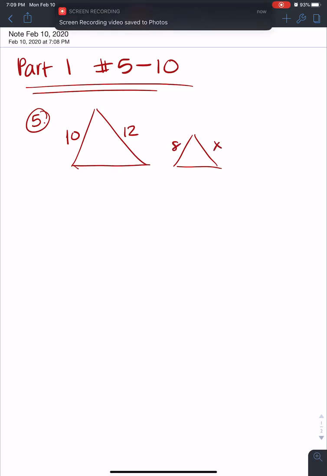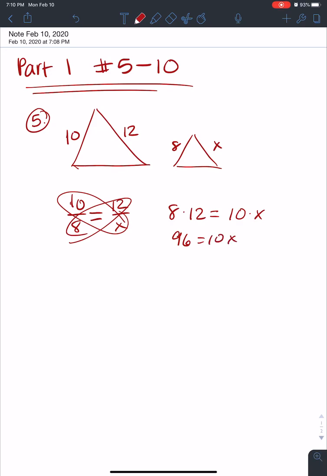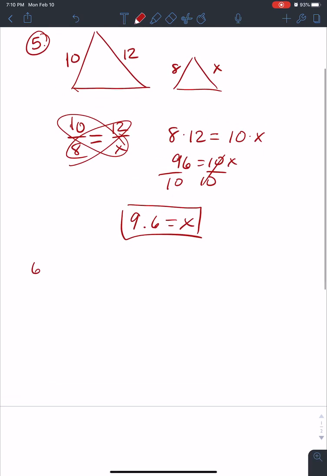All right, so these are really simple because they're in the same position. So all you got to do is 10 over 8, set that equal to 12 over x. These are all proportions. And then cross multiply. So you multiply across there, multiply across there. Right, so then we're going to have 8 times 12, and then set that equal to 10 times x. 8 times 12 is 96, equals 10x, divided by 10. So x equals 9.6. Okay, that's easy.